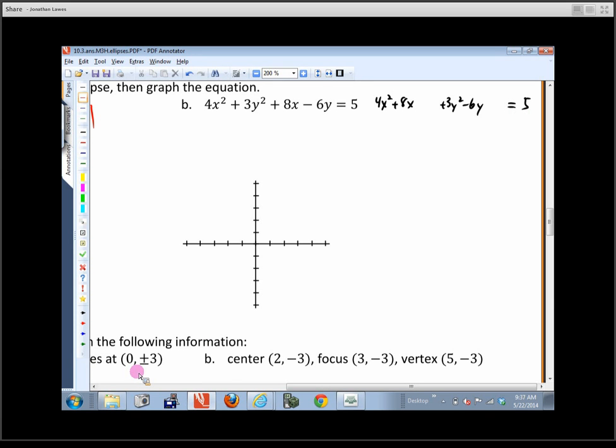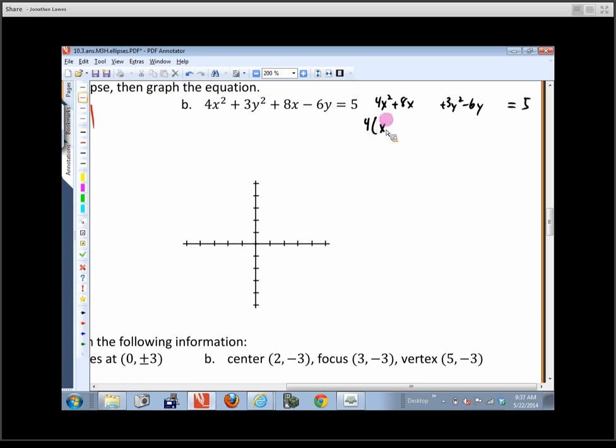Now, can I just start completing the square on this? I can't. I've got to have that coefficient be a 1. And the hard part about this is, when you were dealing with parabolas, and we did this before, like 5 or 6 months ago, you could just go through and you could divide both sides. That doesn't work on these.